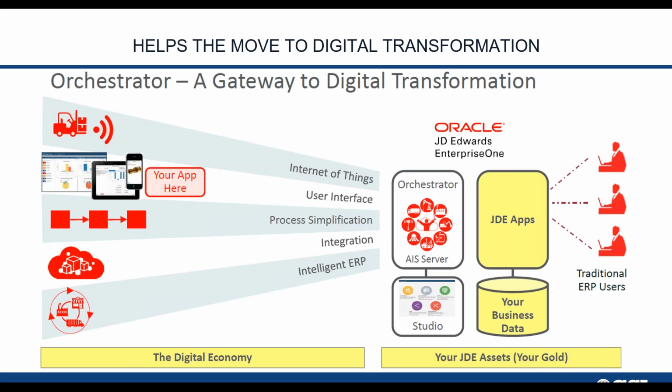So, Orchestrator, if you look at the left-hand side, we have a bunch of digital things out there. We have some machines that we want to communicate back and forth with. We have various user interfaces and applications that we want to be able to process with. We want to make certain business processes simpler. We want to maybe integrate some other applications into our environment. And maybe we have some other intelligence system that we want to bring into our JD Edwards world. Well, your JD Edwards world is still going to be there. All we want orchestrations to do is to help us move that information into the right place so that the traditional user gets what they need when they need it. And you can see that the Studio is a component of the Orchestrator running on its separate AIS server.